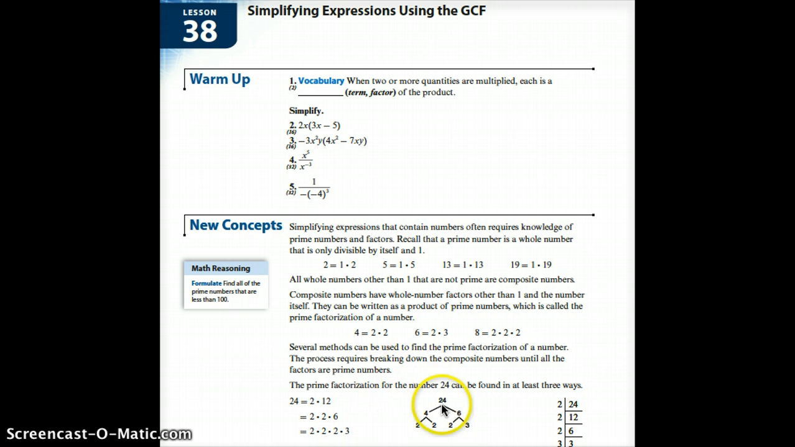The one that you're probably more familiar with, and the one I've used, is the tree. And here is the tree. There are other ways. There's this way, where you just list the factors, 2 times 12, and then it gets broken down as 2 times 2 times 6. Then you would break down 6 as 2 times 3. I like the tree because you sort of see where things are headed. 24 is the same thing as 4 times 6, and then 4 gets broken down into 2 times 2, and 6 gets broken down into 2 times 3.